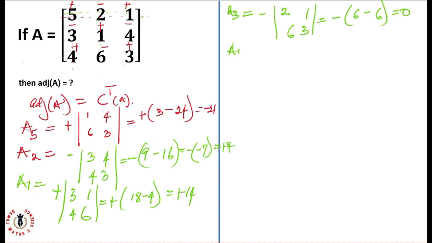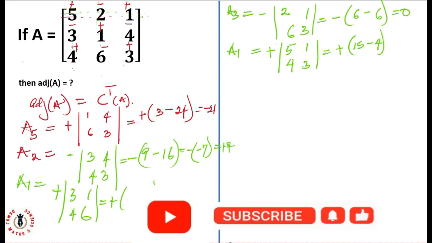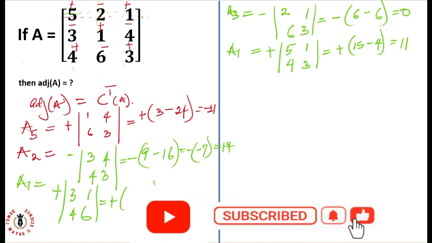Next will be A1. A1 is on the second row and also on the second column. The sign on A1 is positive. The elements I'll be picking will be 5, 1, 4, and 3. So that will equal plus 5 times 3 is 15, minus 4, which equals 11.